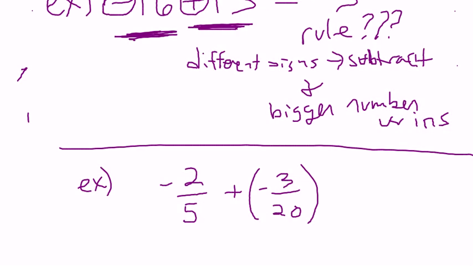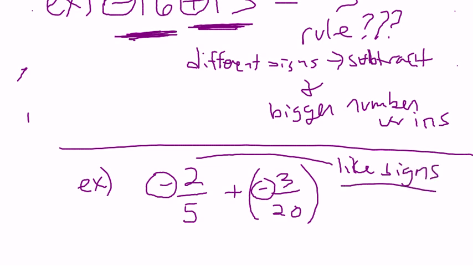Now with this one, we have -2/5 plus -3/20. Well, both of those numbers are negative. So they're like signs. If you're thinking about money, it's easier to think in decimals, but if you're in the hole, in debt a couple cents, and adding a negative, you're adding on another loss. So you're going further in the hole. A lot of people say, for like signs, we're just going to add the two numbers, and the answer takes the sign of the problem, which is negative. So the answer will be negative.